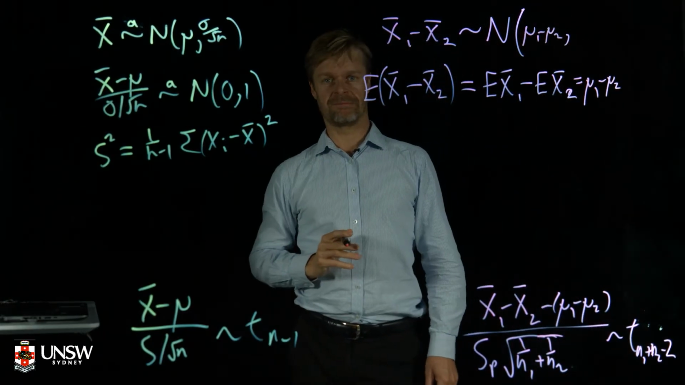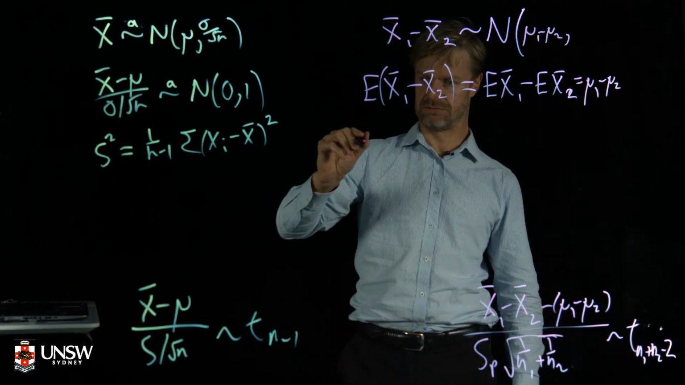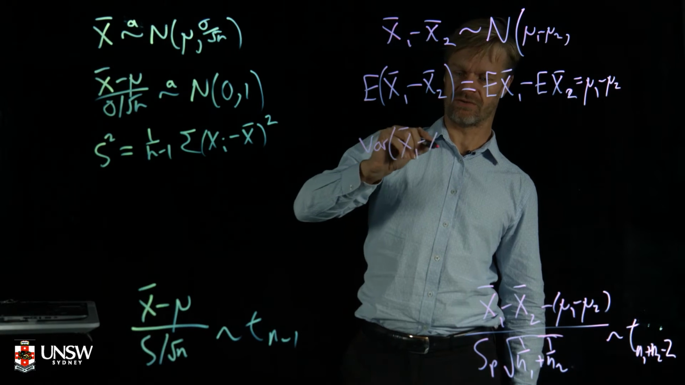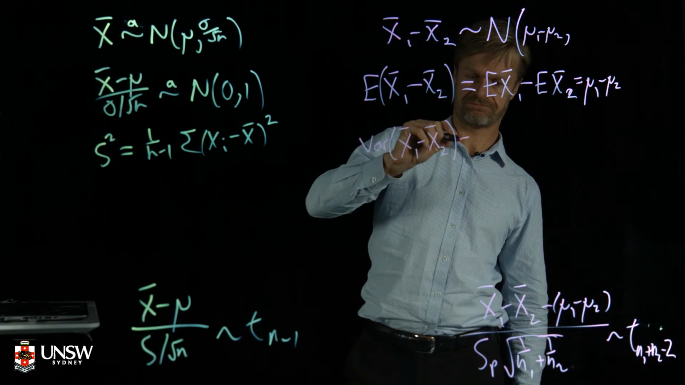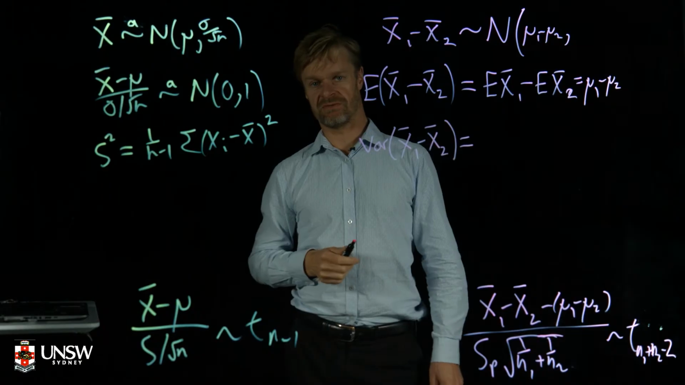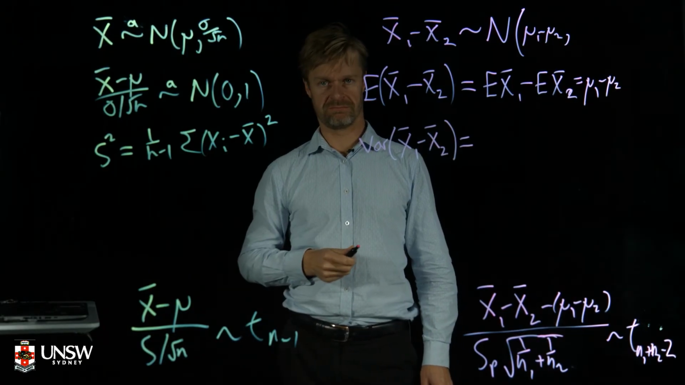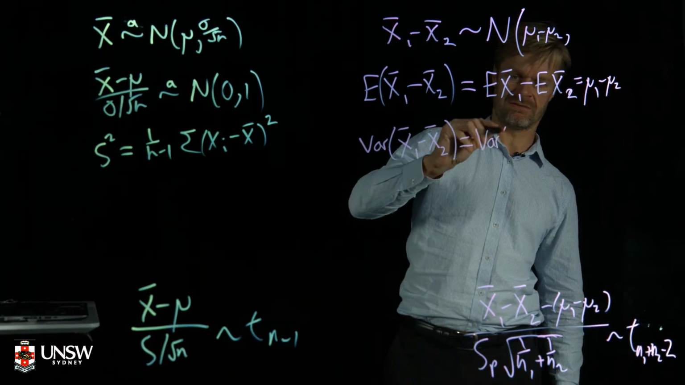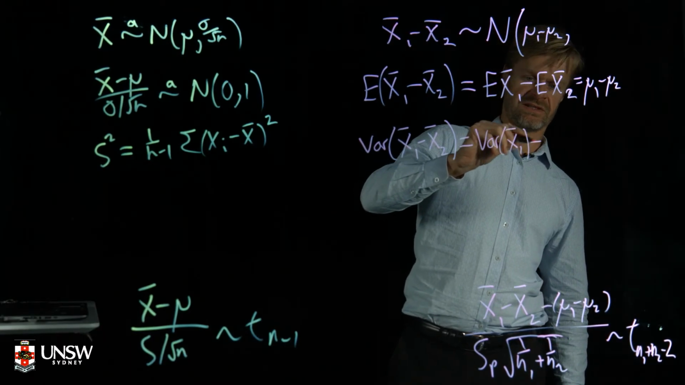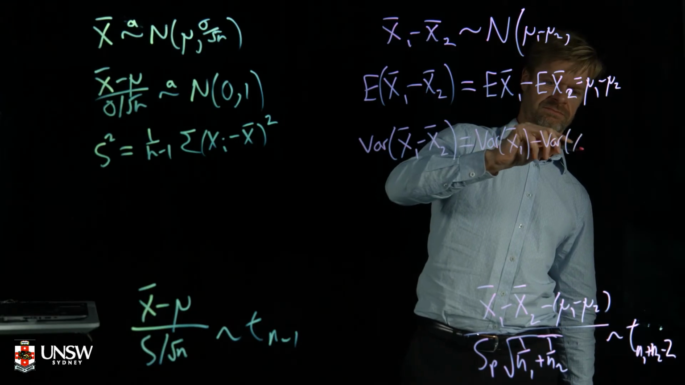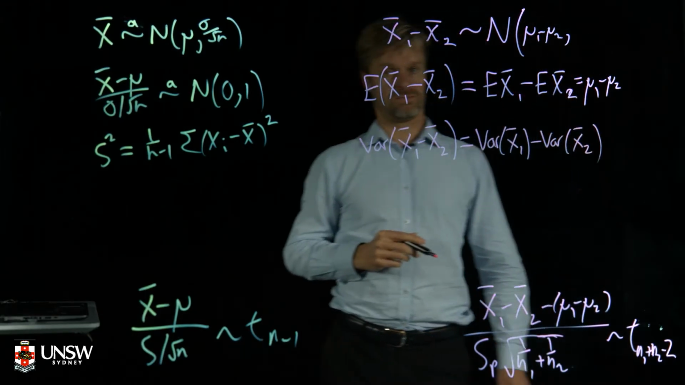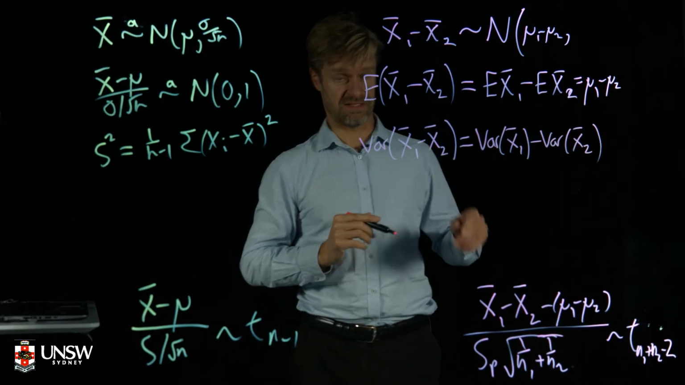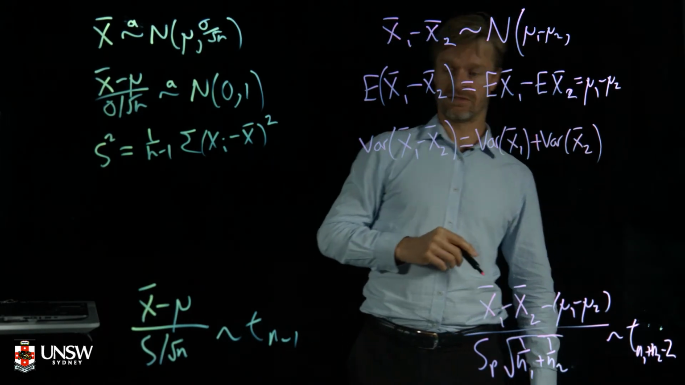What's the standard error? Well, the standard error is always the square root of the variance. What's the variance of a difference? Is it the difference of the variances? Can I just do the same thing? Is that legal? No, that is not legal. The variance of a difference ends up being the sum of the variances.